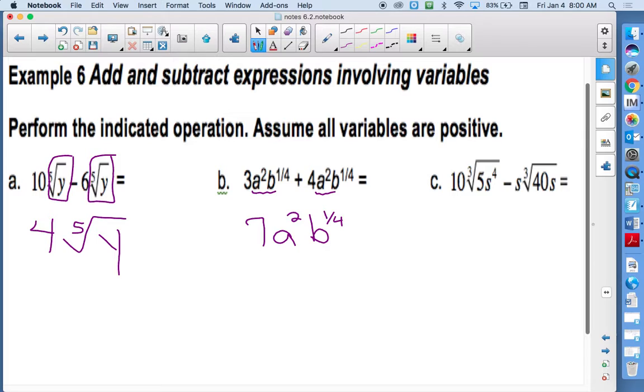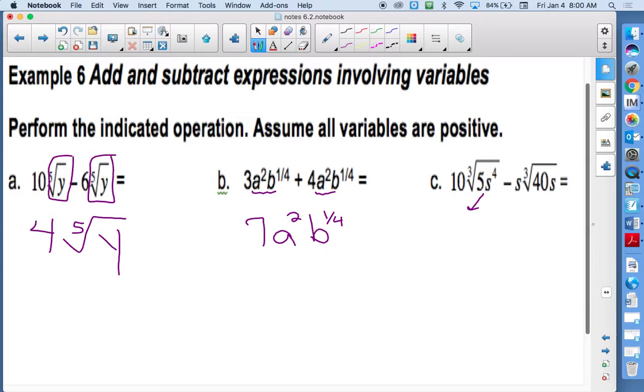Here's the exception. Letter C isn't as nice as A and B. Because in letter C, we have the cube root of 5s to the 4th. We have the cube root of 40s. They're not like terms anymore. Yes, they're both cube roots, so that's good. The root part is the same. But the number underneath is not the same. So we're going to have to try and force it to become the same value by trying to break down the square root or the cube root.